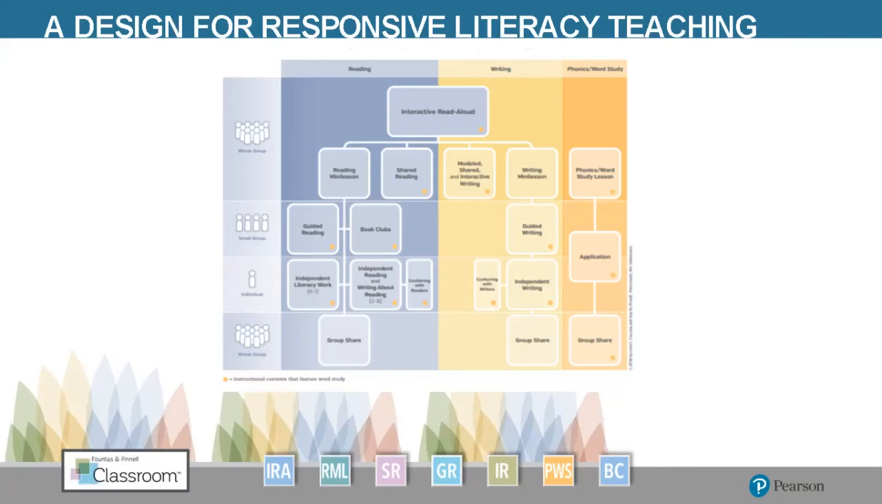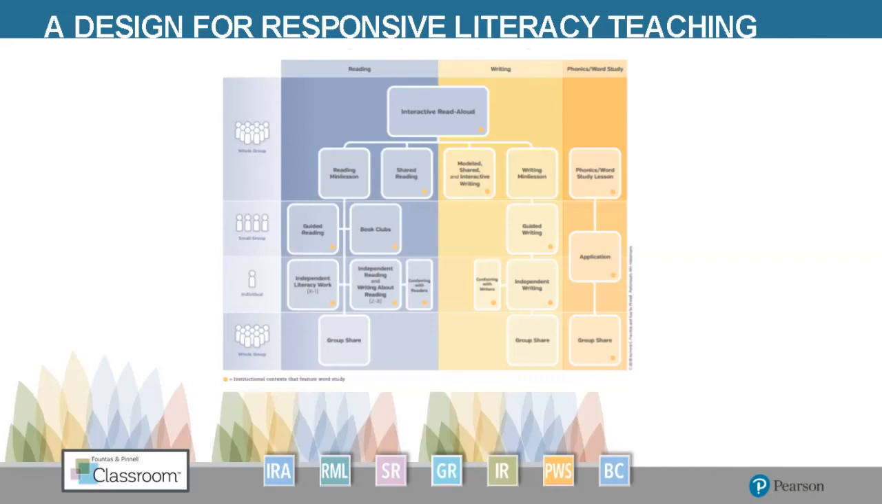So I wanted to come back to this visual and pull everything together before our time ends today. What you'll notice here is the whole idea of Fountas and Pinnell Classroom, it's really that design for responsive teaching. You'll see that there's opportunities for teachers to work with students in whole group settings, small group settings, individually, lots of opportunities built in for talk. There's many different types of texts built into Fountas and Pinnell Classroom, so students get multiple opportunities to engage in different types of literature. And again, it all comes back to that instructional coherence.